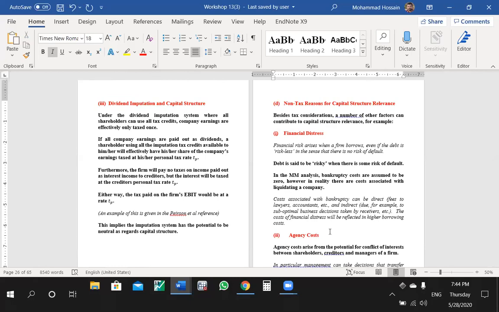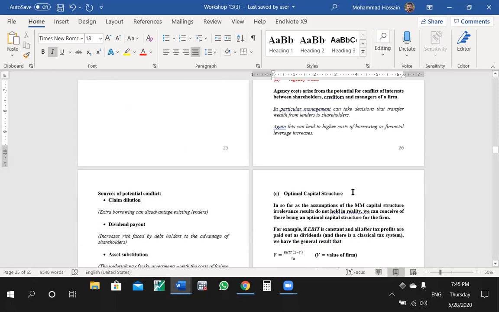Financial risk arises when a firm borrows money, even if the debt is riskless. Of course, if the business is in debt, there will always be risk. Debt is said to be risky when there is some risk of default. In MM analysis, bankruptcy costs are assumed to be zero. No, bankruptcy has a huge cost.